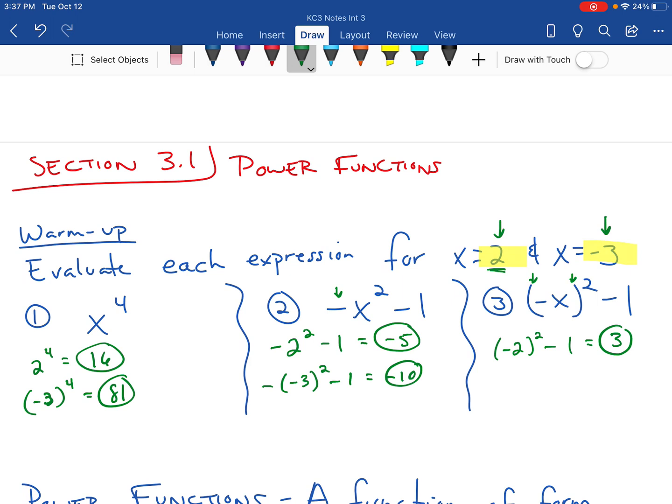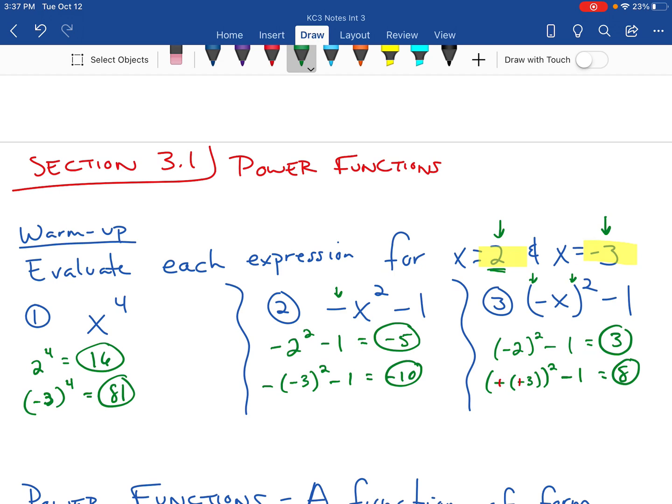Notice that because number 2 didn't have parentheses and number 3 did, my answers changed. I went from -5 to a positive 3. Same thing with my -3. I have a negative, but again, I have extra parentheses because it's a negative number, minus 1. Because I have 2 negatives, it's positive: 3 squared is 9, minus 1 is 8.